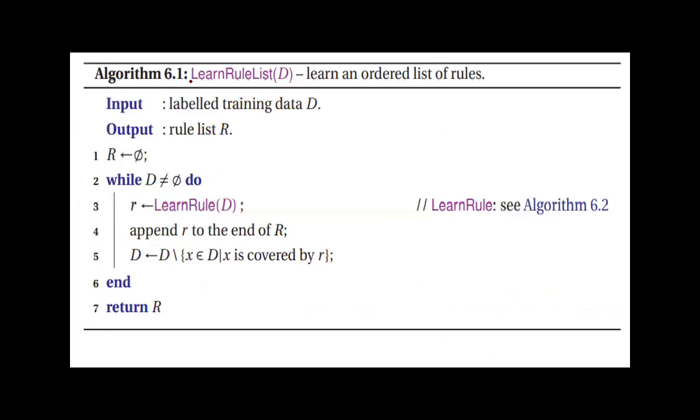Let us go for the algorithm. Learn rule list D. What is the input? Labeled training data D. What do we get? A rule list R. Initially, we say R is equal to empty.